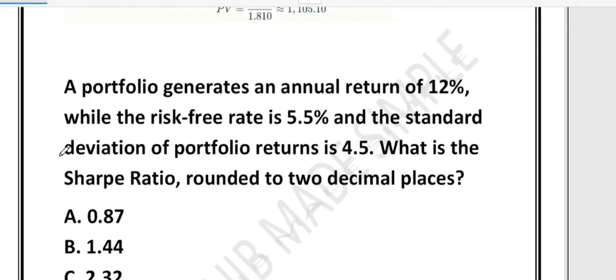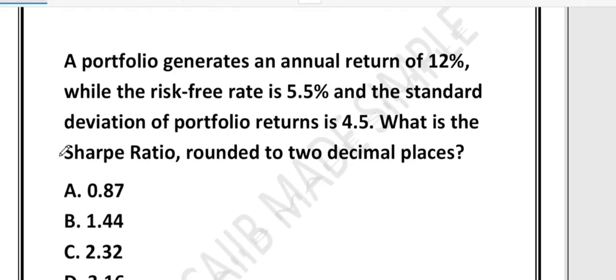This is the third question, right? I request you to please try to solve it on your own first and then see the explanation. This will help you to understand the concept.